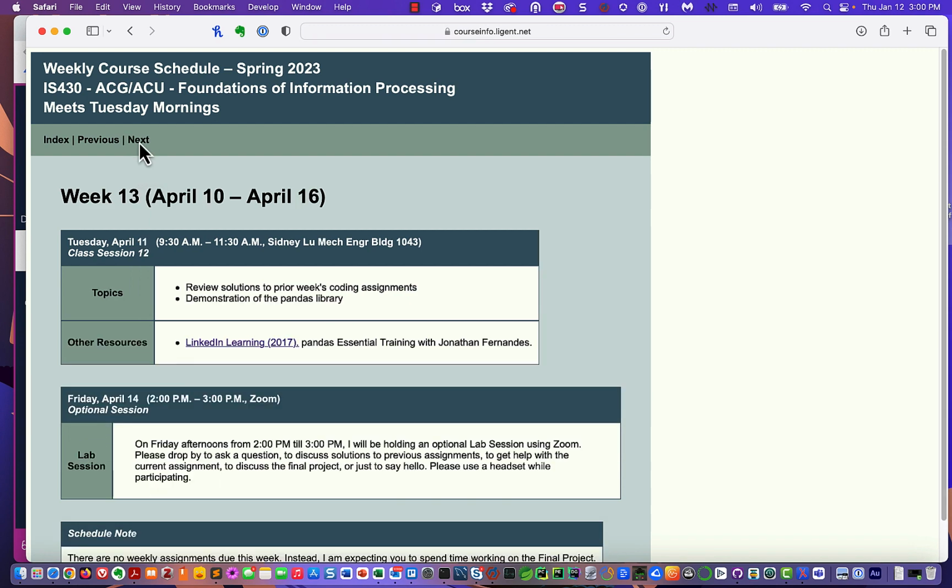And the very last thing that I do is I demonstrate the Pandas library for you in week 13. Pandas is a very popular Python library used for data science. And the reason that I demonstrate it for you is that, having gone through the course, you should be able to learn pretty much any of the Python libraries, especially the data science ones.